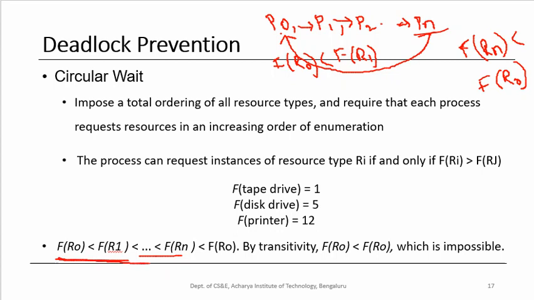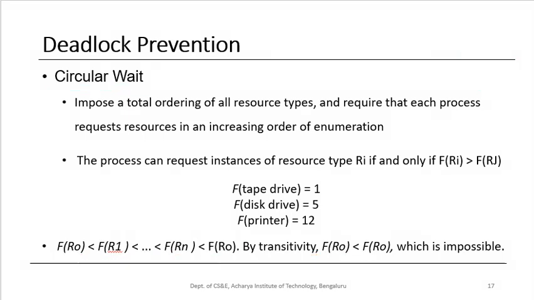That's what I've written here, but we can prove that this doesn't hold good. How? By transitivity, what we get is f of R0 less than f of R0, which is not possible. Therefore this circular wait does not hold good. So this is one of the approaches that we can use to ensure that circular wait never occurs. Now in the next slide I'm going to talk about the next method of handling deadlocks, that is deadlock avoidance.